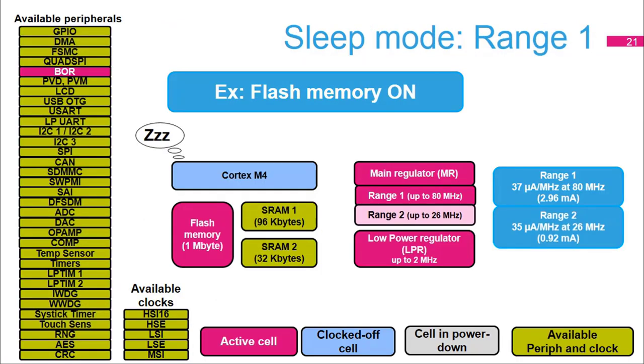In sleep mode, the CPU clocks are off. In range 1, the system clock is up to 80 MHz. In range 2, it is up to 26 MHz. By default, the SRAM 1 and SRAM 2 clocks are enabled. They can be gated off during sleep mode by software. All peripherals can be activated in range 1. In range 2, all peripherals can be activated except the USB OTG and random number generator. The sleep mode consumption is 37 microamps per megahertz in range 1 at 80 megahertz with the flash memory on.